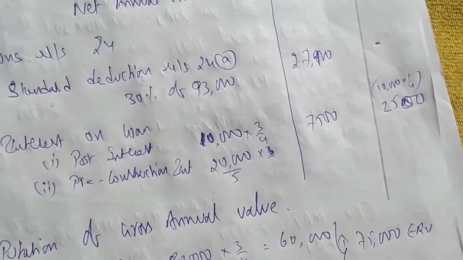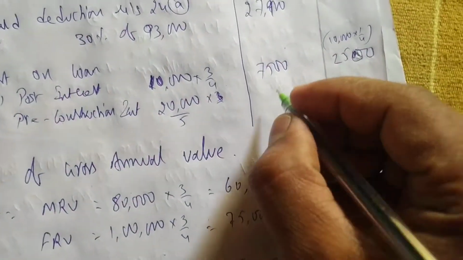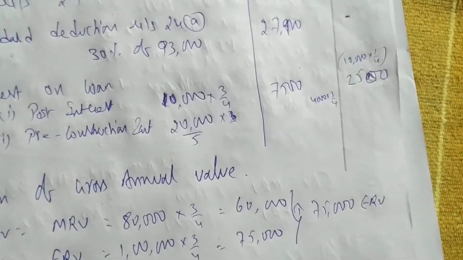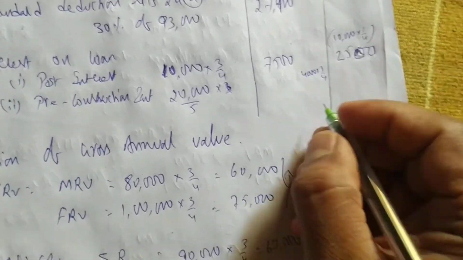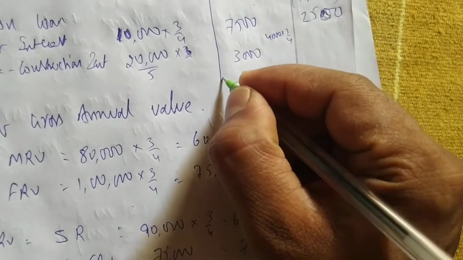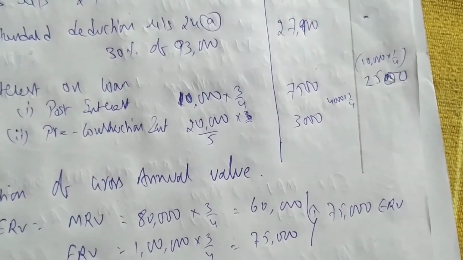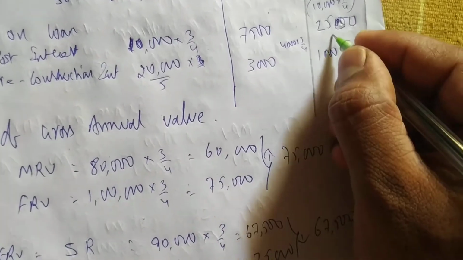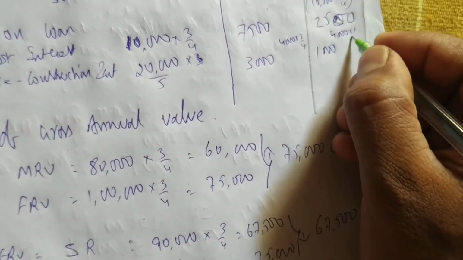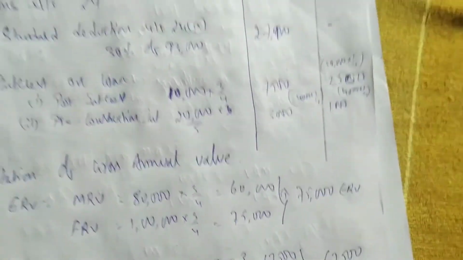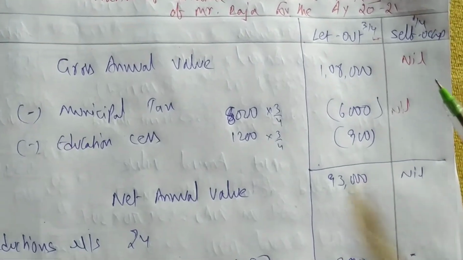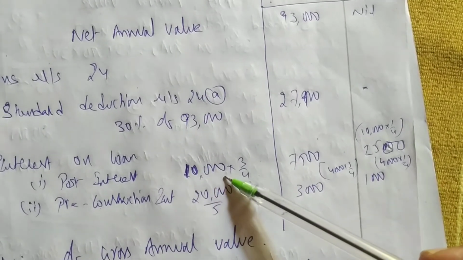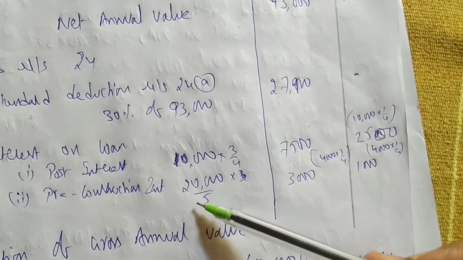So first you do 20,000 divided by 5, we are getting 4,000. The 4,000 into 3 by 4 you have to write into self-occupied let out portion, and 4,000 into 1 divided by 4 you have to write under here into 1 by 4. Okay, so in self-occupied property, only one deduction we have to give, that is interest on loan. Both, post construction and pre-construction also.